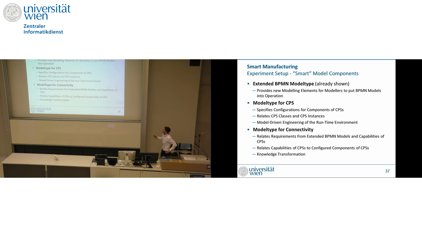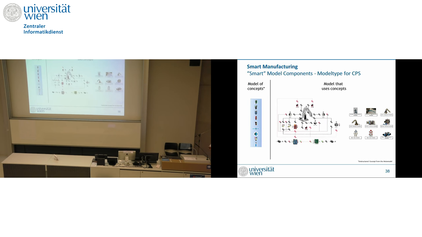Okay, so what was necessary for this experiment? Like I mentioned, the extended BPMN model, which I already have shown. Then there was a model type for cyber-physical systems and a model type for connectivity. So this is the model type for cyber-physical systems, which enabled us to model the components of a cyber-physical system. And based on these components, we could reason the capabilities of this system. Like if it has four wheels, it can drive. If it does not have wheels, it cannot drive.